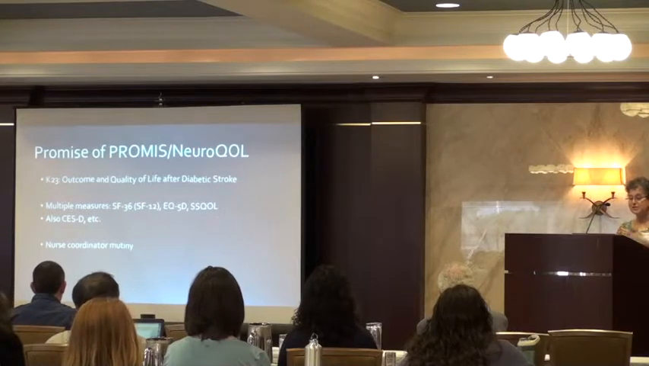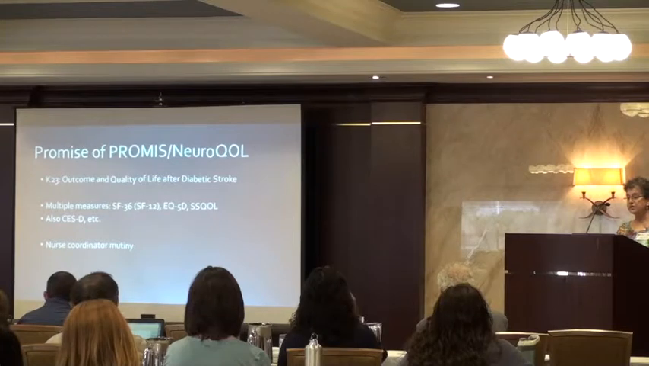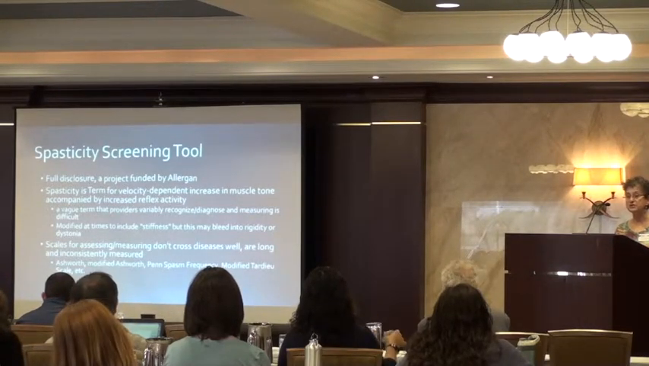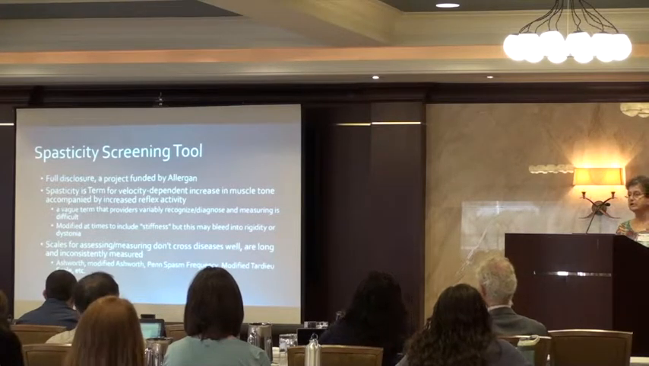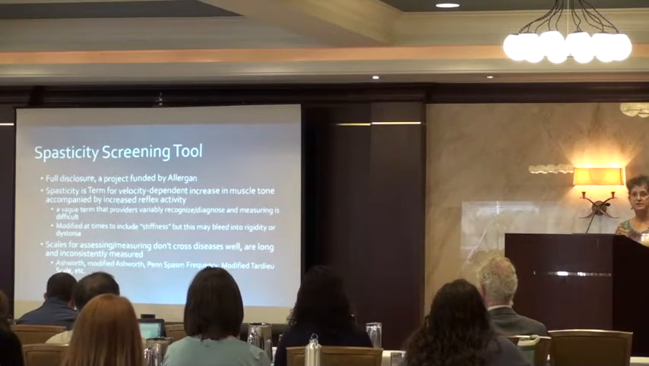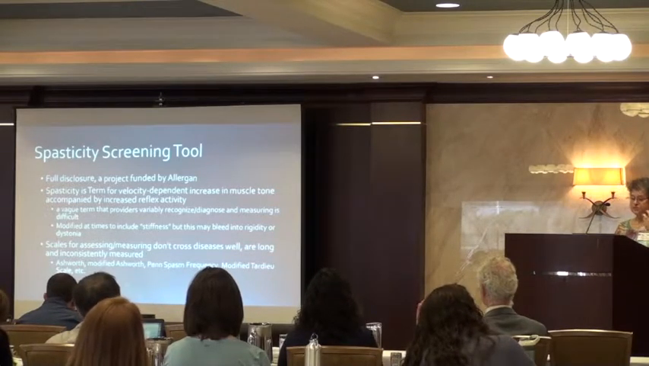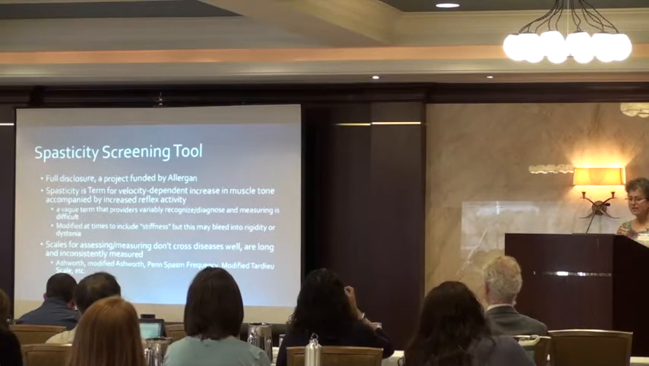So he said, really what I'm interested in is spasticity after stroke. And so he decided he was going to develop a spasticity screening tool. Part of this was funded by Allergan because he was doing work with Botox for post-stroke spasticity, and they didn't have a good screening tool. Spasticity is the velocity-dependent increase in muscle tone, kind of a vague term.